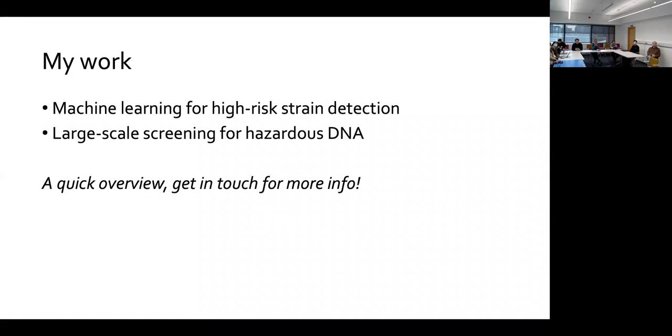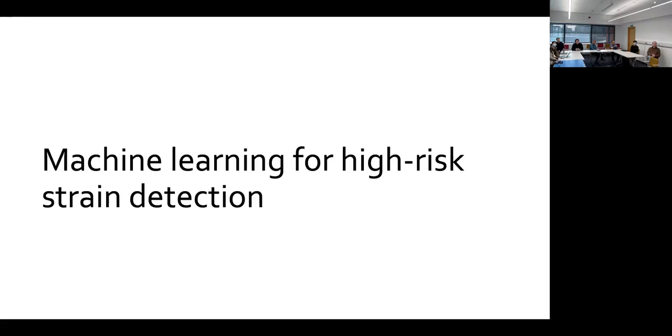So my work in this area is really focused on how we can analyze this data better and get more value out of it. Some of my major projects at the moment are looking at using machine learning to comb through that DNA and figure out how we tell a high-risk strain of a pathogen from something that's maybe a bit lower risk. And also recently thinking about really large-scale screening of DNA to try to identify potential hazards, both ones that we are familiar with, that we know we should be looking for, but also ones that might be novel. So this will be a really light touch overview of the kind of work that I'm doing. If anything sounds interesting, get in touch with me and we can talk about it a bit more.